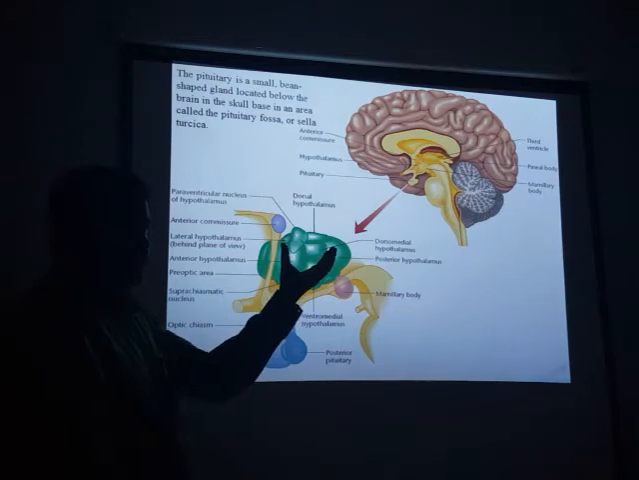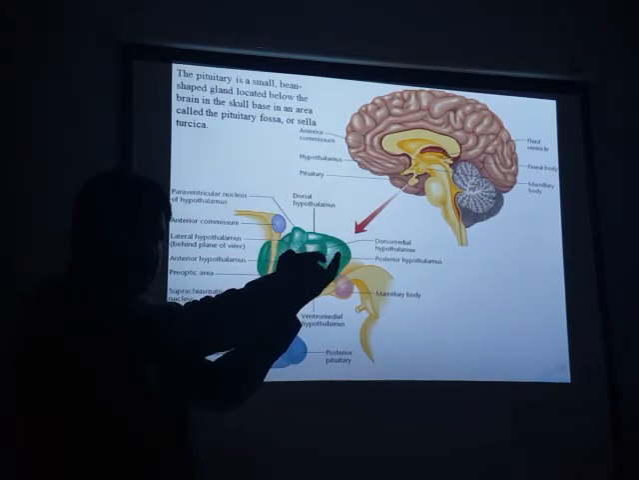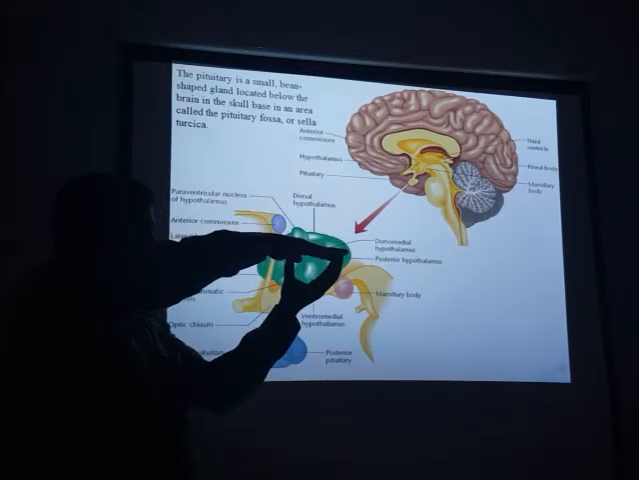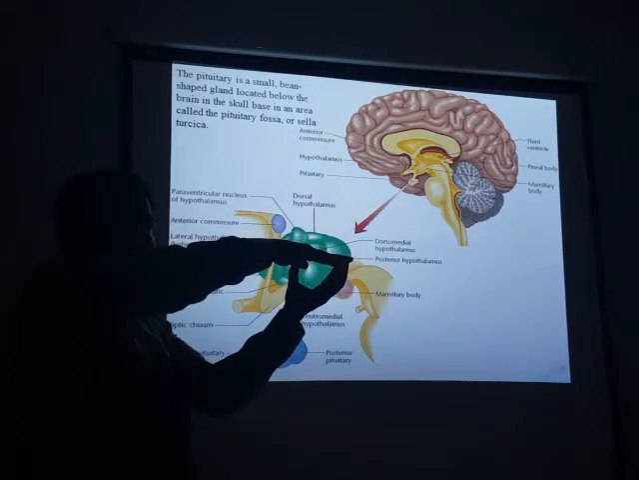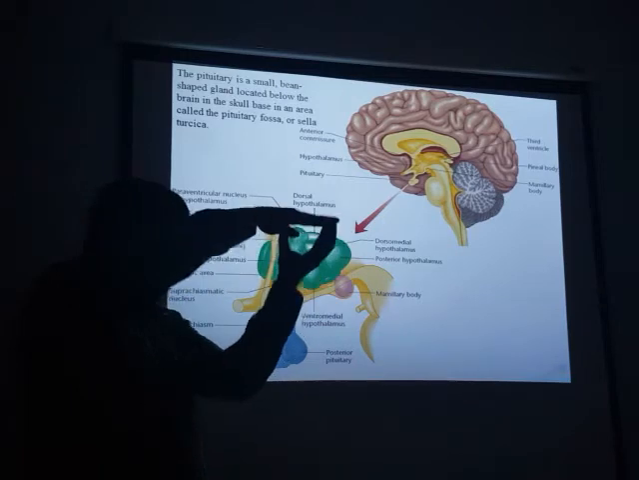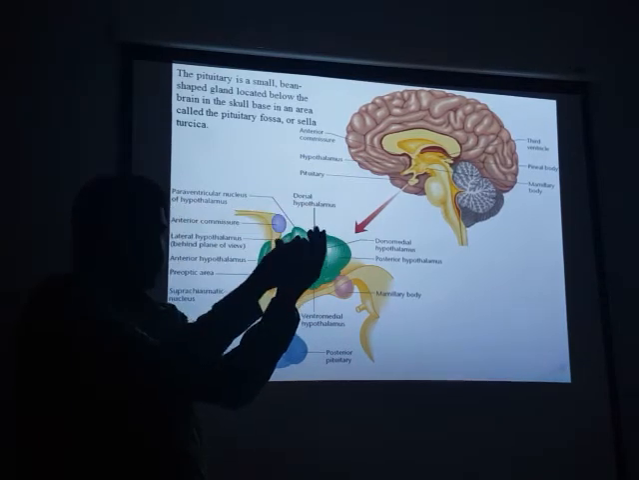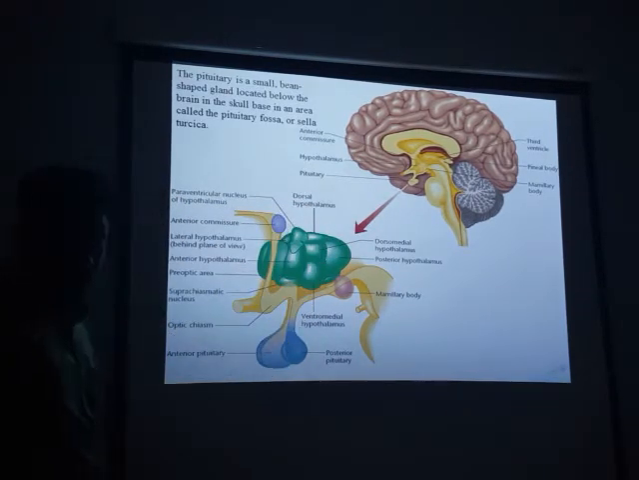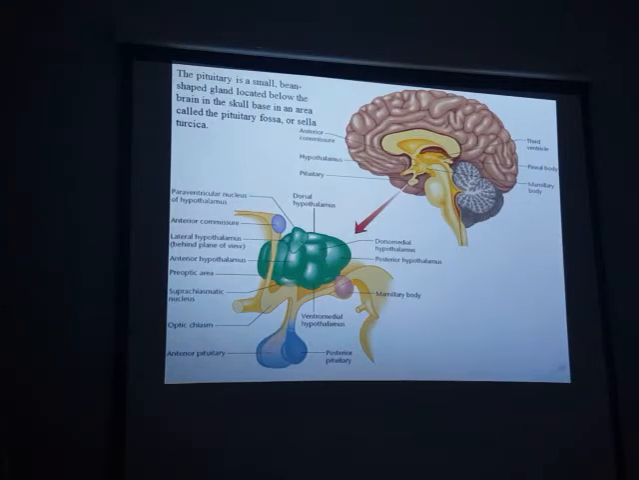This is the fossa, okay? The hypophyseal fossa, the sella turcica, in which you have the covering by that fold of diaphragm. That is called the diaphragma sellae. So it's like a tent, okay? Between this, you have the pituitary gland. Okay, that is the situation of the pituitary gland.